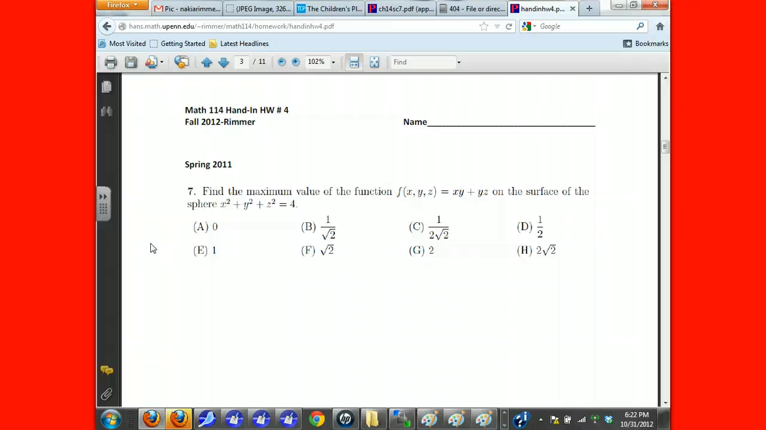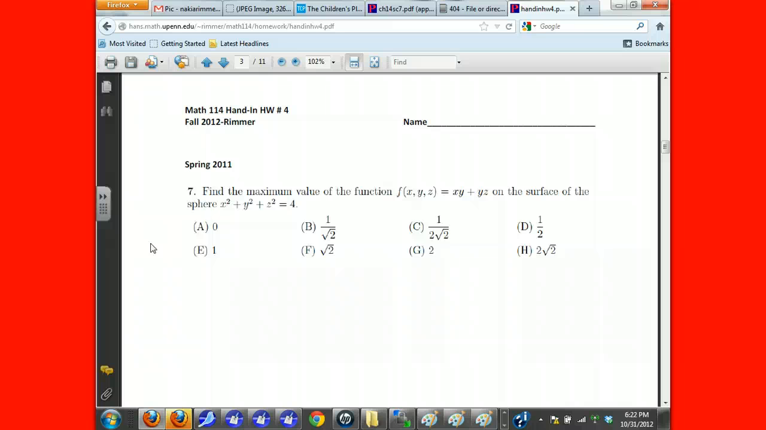It's a sphere. And so I have this function where I multiply x and y, multiply y and z, add them together. I want to find the biggest that could possibly be on the sphere. So this is just straight Lagrange only, no less than. And the sphere is going to make up your G equation. And the F is your maximize, minimize equation.